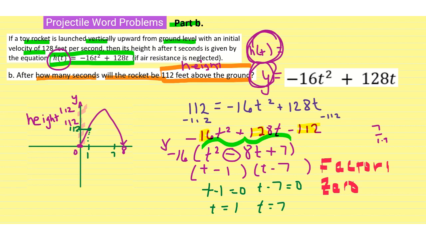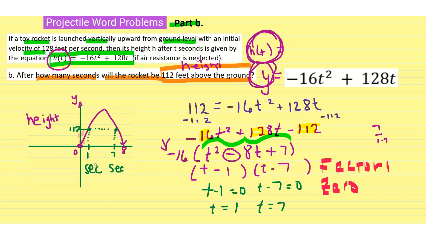So let me get rid of my guesswork up there. 112, that can go away. Those can all go away. Okay, so 112 right there. And then at 7 seconds, again, right up here, about right there, that is where it's going to be at 112 feet. It's going to be at 1 second and at 7 seconds.